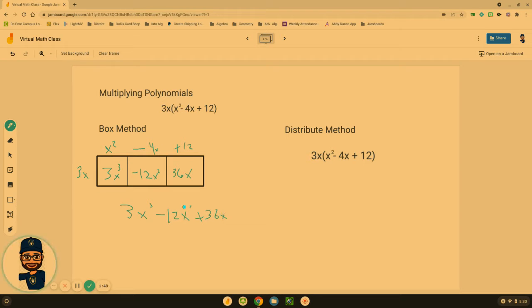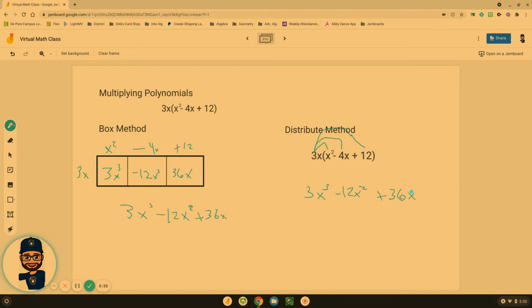All right. So we can still use our box method. Still going to work for what we're doing today. And same thing with the distributive property. This is just an illustration of what we did over here. 3x times the x squared, 3x to the third. This 3x times the negative 4x is negative 12x squared. And this 3x times the 12 out on the end is 36x. So both methods are acceptable ways to show multiplication.